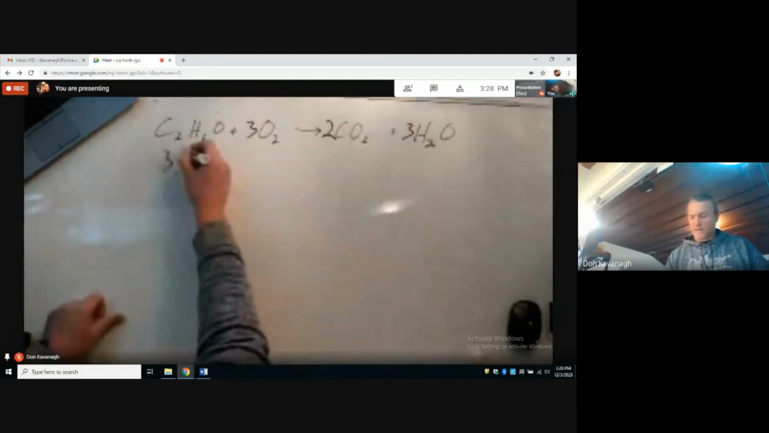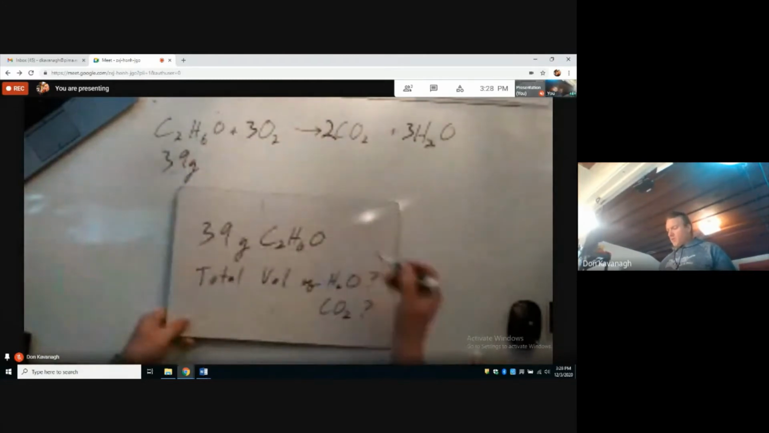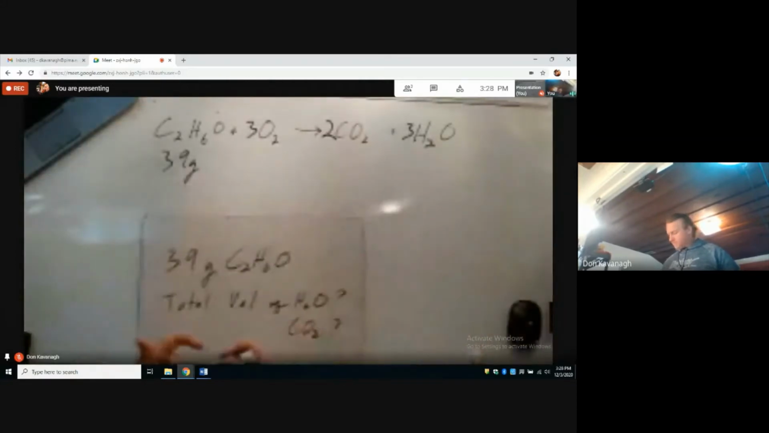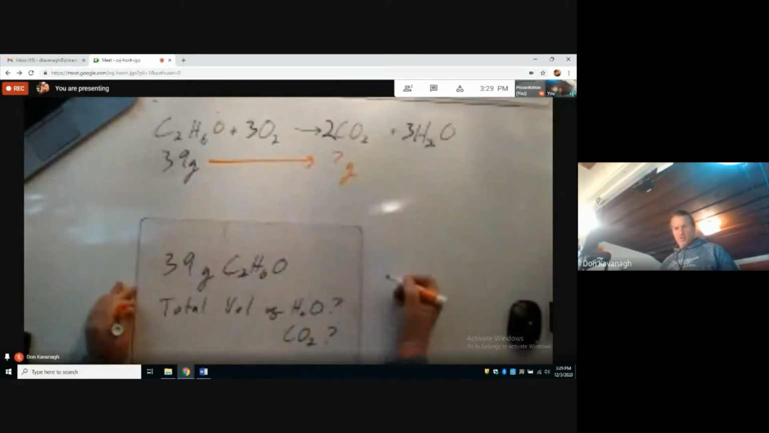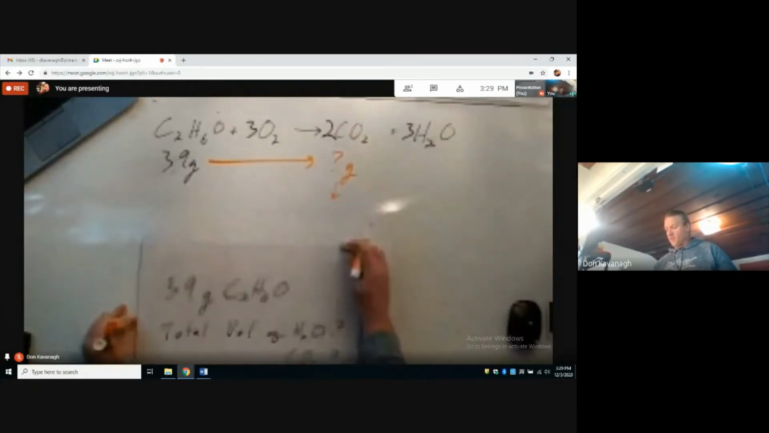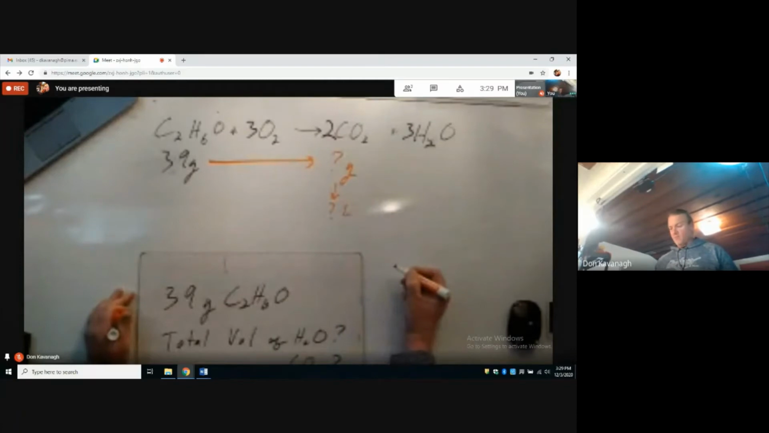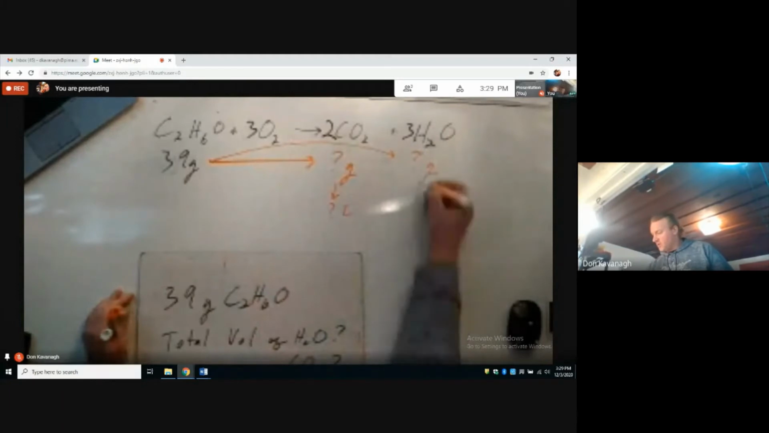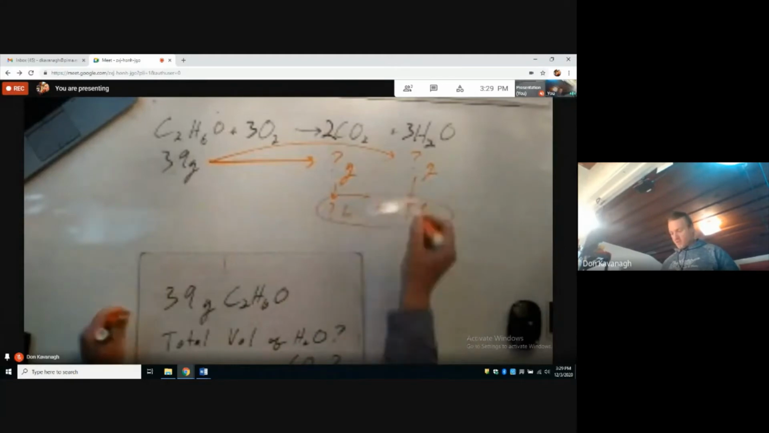We had 39 grams of ethanol. What will be the total volume of the gases produced right here? We're going to solve this problem in 2 steps. The first thing we're going to do is calculate how many grams of CO2 would be produced. Then once we have the grams of CO2, we'll calculate the liters of CO2. We'll do a similar thing with the H2O: how many grams of H2O, and then how many liters, and then sum those answers together.